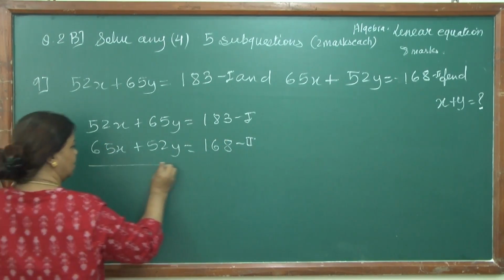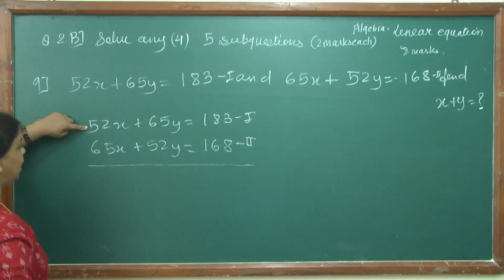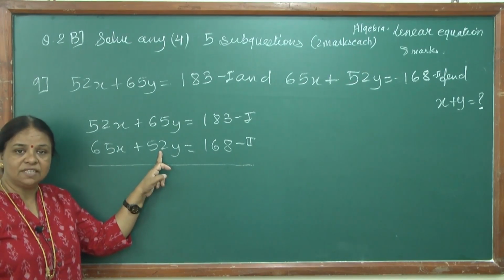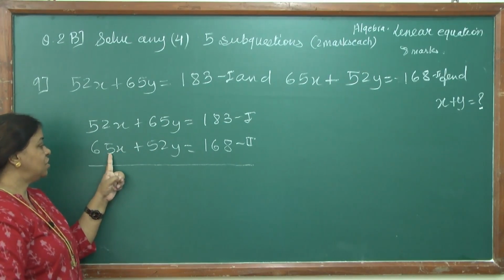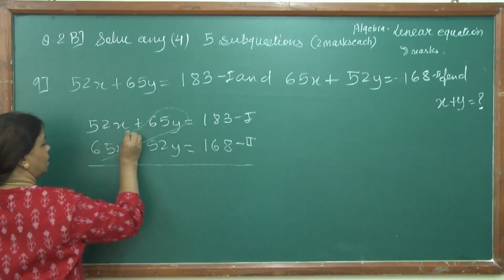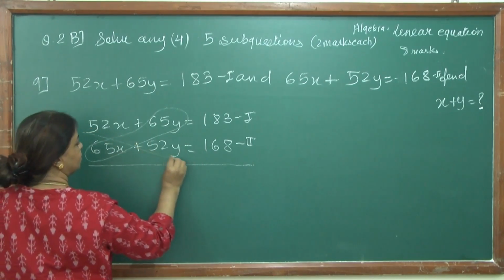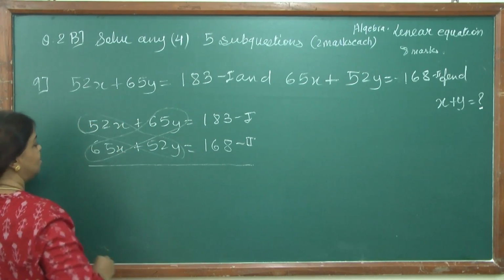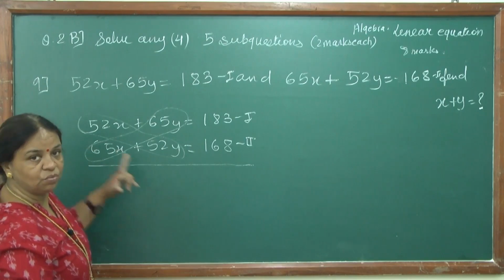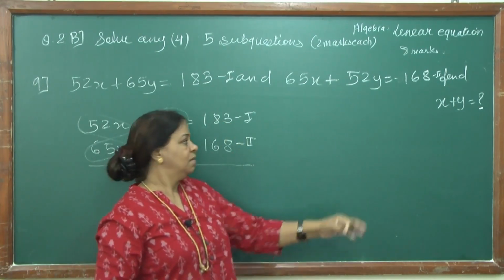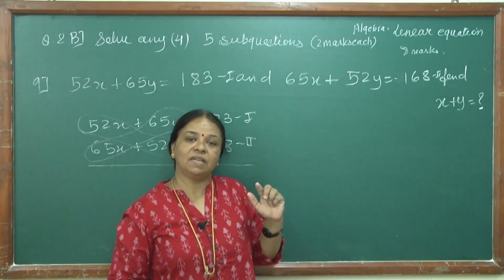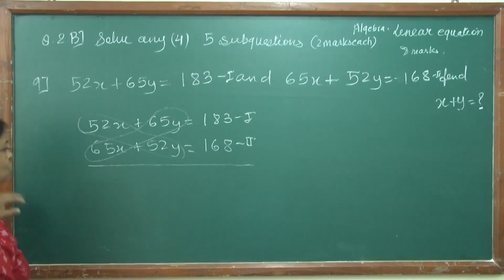Now look at the first and second equation. The x coefficient of the first equation is equal to the y coefficient of the second equation, and here the x coefficient of the second equation is equal to the y coefficient of the first. When such conditions are there, you must add the equation one time and subtract the equation one time to get the value of x and y. But here they are not asking you to find the value of x and y, they are only asking you to find out x plus y. So let us add these two equations.